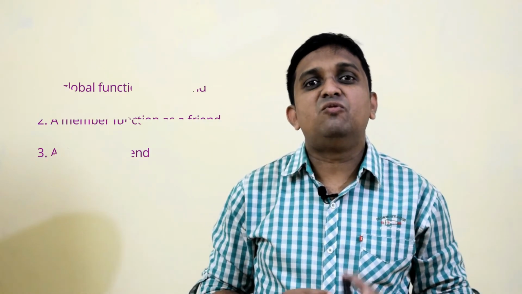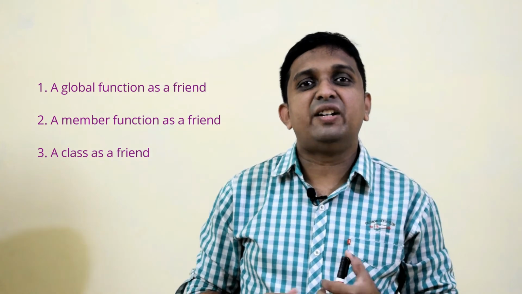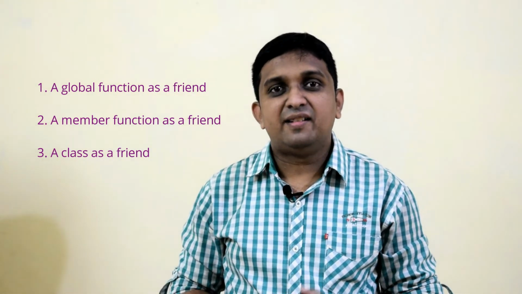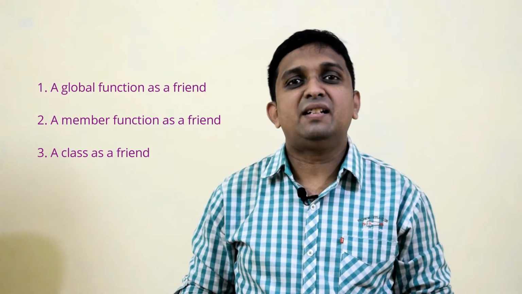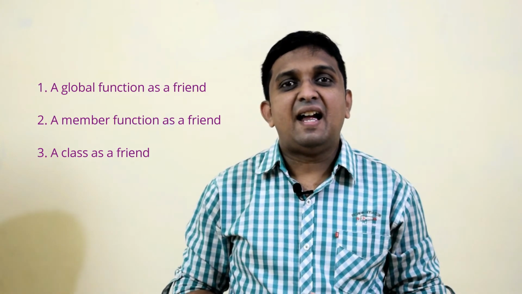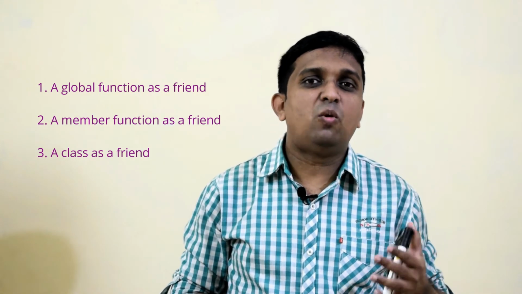Now what are the things which can be friend? There are three things under the friend category. First thing is one global function as a friend of some class. Second thing is a member function of one class as a friend of another class. And third thing is one whole class as a friend of another class. So let's see them one by one.